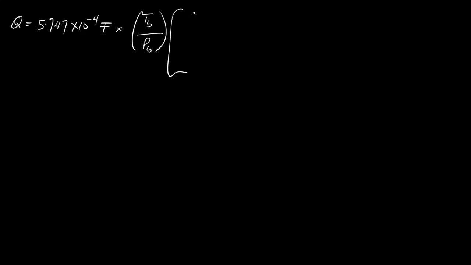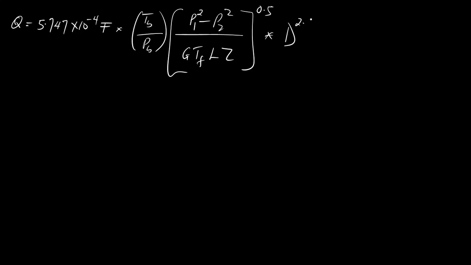Now let's apply the general flow equation where the flow rate is equal to 5.747 times 10 raised to the power minus 4 times the transmission factor times the ratio of the base temperature divided by the base pressure, times, in brackets, P1 square minus P2 square divided by GTFLZ, all bracket close, all raised to power 0.5 times D raised to power 2.5.